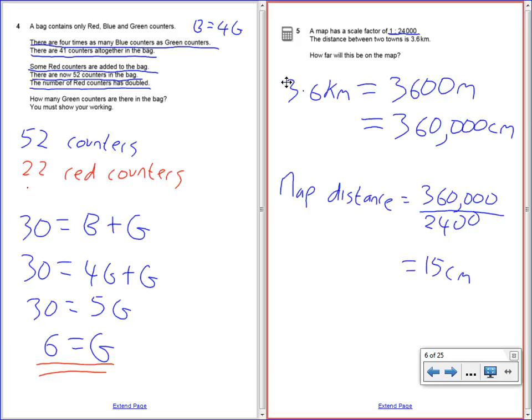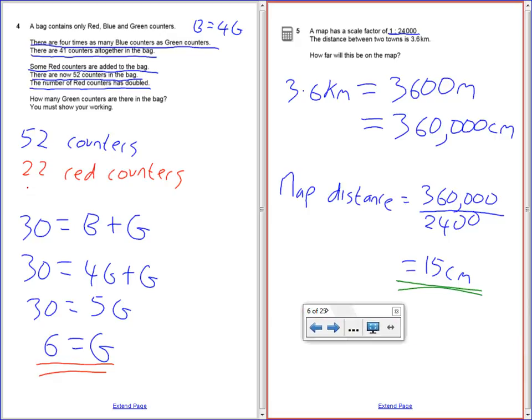0.15 metres would have also been an acceptable answer. But make sure you gave units. Lots of numbers such as 15, 0.15, but no units given. When you're asked to give a distance, give the units or the distance is meaningless.